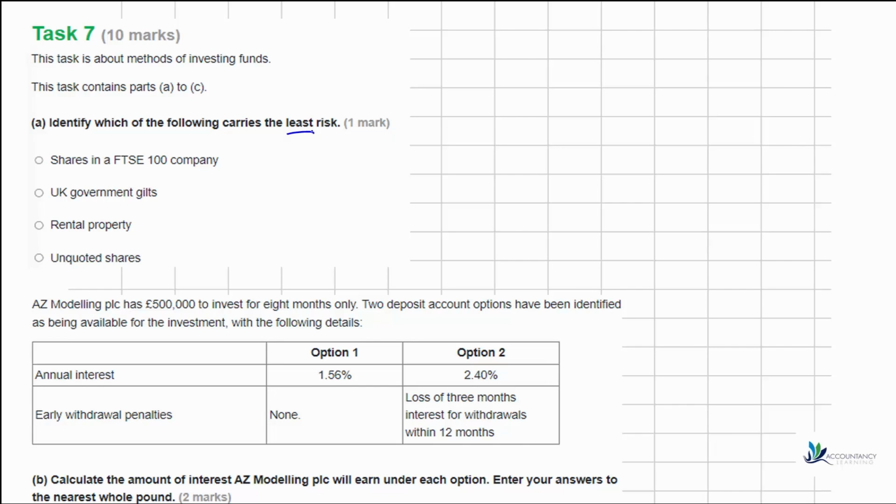And the fourth option is the unquoted shares. With these, this is where they may or may not pay dividends to us based on their performance. But because they're unquoted, there is a greater risk here. These are not going to be the big companies that we have on the FTSE 100. So potentially the value of the shares may go down, but also we may not get any income from them. So of the 4 options, the UK government gilts, I think, are going to be the least risky, given that the UK government does repay its debt.